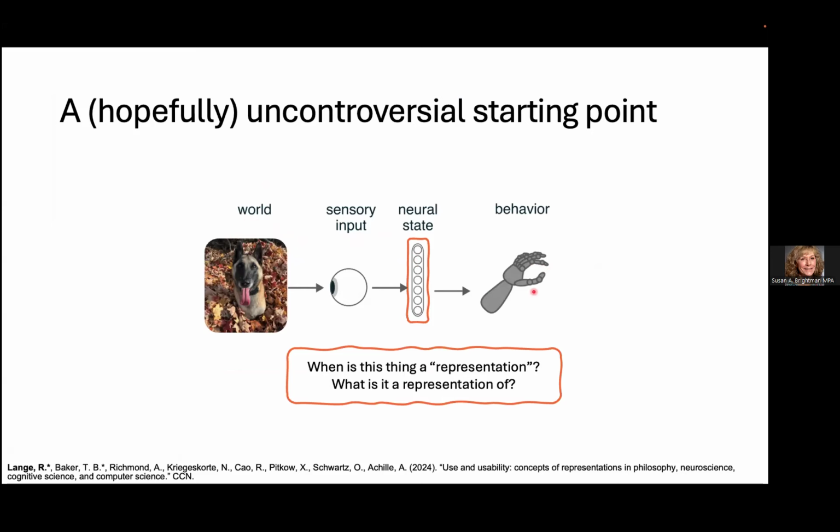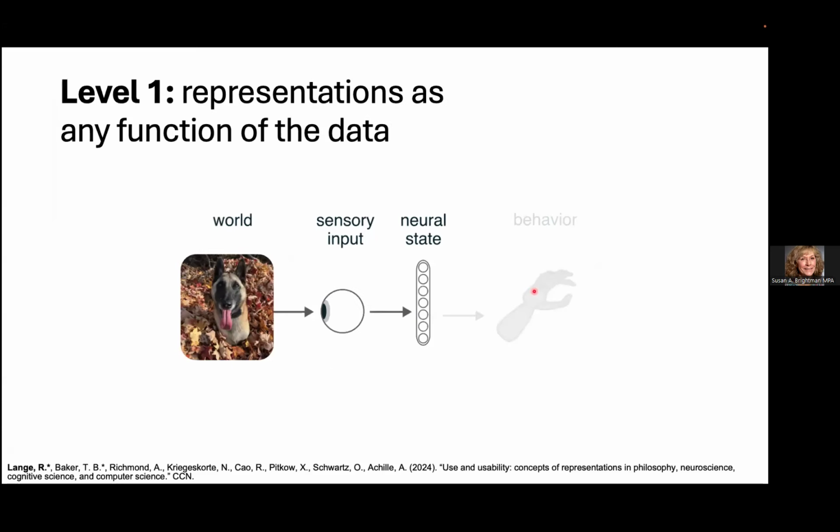And we want to know, when we talk about this thing in the middle, this neural state being a representation, what is it a representation of? What are we talking about here? We came up with 3 levels of analysis here. The first level says, when we talk about representations here, what we mean is it's just some function of the data, some function of the input.